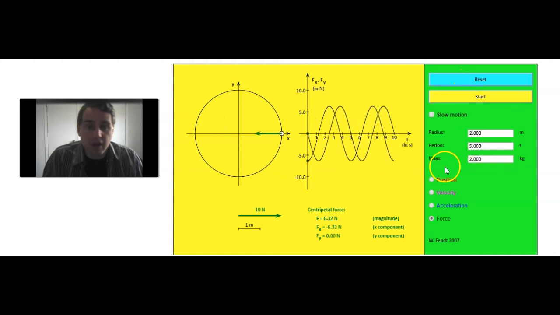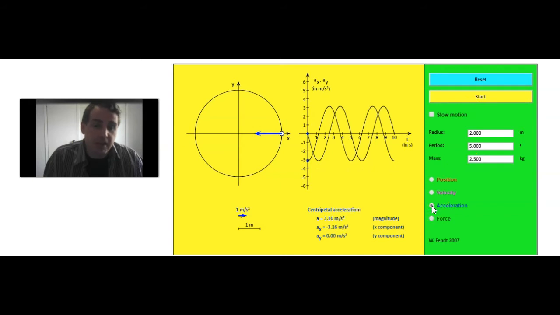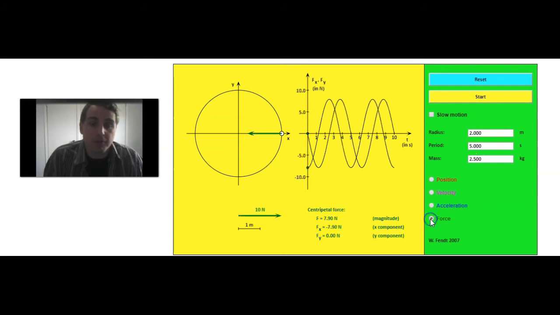Let me reset and try to change to a slightly different mass. So maybe 2.5. Notice that if I change to 2.5, indeed, the scale of the force down here is staying the same, but the vector is looking longer. And that's because the centripetal acceleration is the same as it was before, but now the centripetal force is just scaled up by the mass.